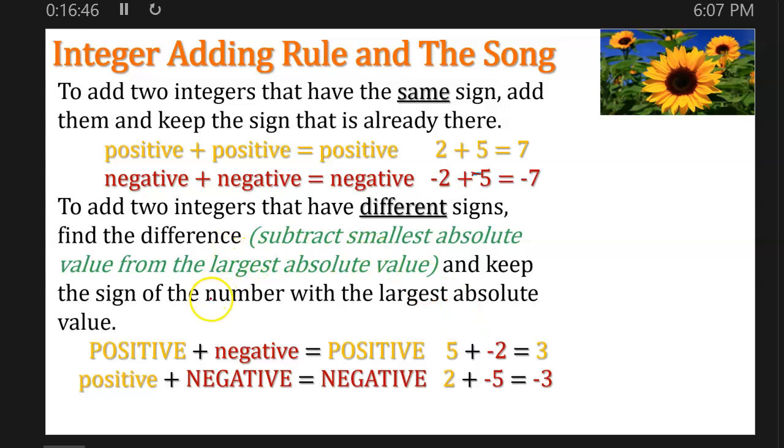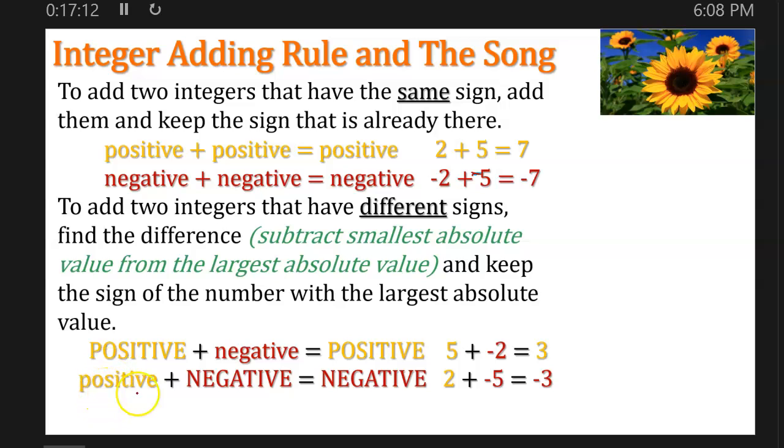Once you find the difference, then you look at your numbers. The largest absolute value is the sign that you're going to keep, okay? So in my first example, the positive number was bigger than the negative number. This positive 5, the absolute value, is bigger than this 2 here. So because of that, my answer is going to be positive, okay?